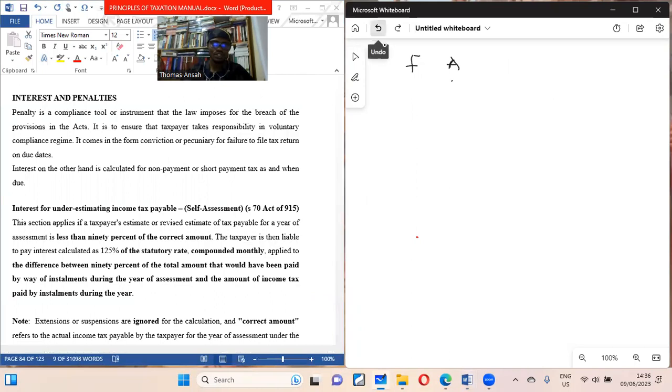All right, so let's look at interest and penalty. What you need to understand is that they don't mean the same thing. Now, what is an interest? Interest is on money. Penalty is on offense. You need to understand that.